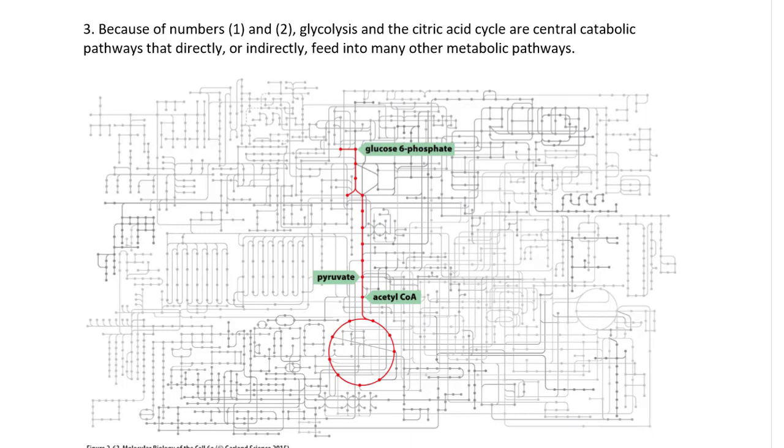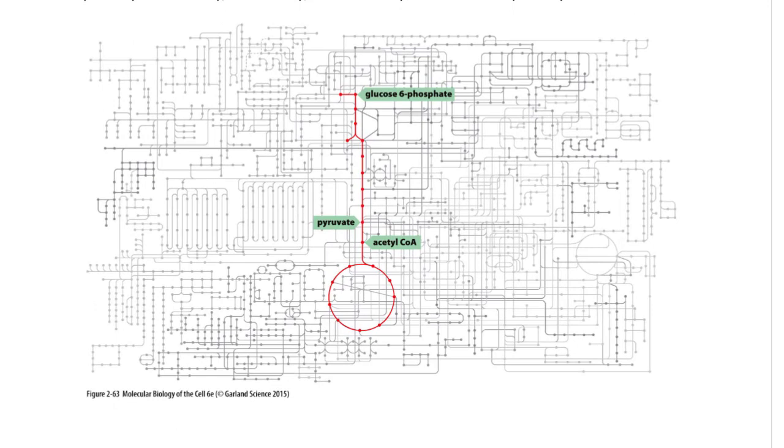Because of numbers 1 and 2, glycolysis and the citric acid cycle are central catabolic pathways that directly or indirectly feed into many other metabolic pathways. And this picture right here is showing you the complexity of all the metabolic pathways and the fact that they are connected to each other in some way or the other. So you can see that glycolysis right here and the citric acid cycle, which are also highlighted in red, are in one way or another attached to all of the other metabolic pathways that are within the cell. And vice versa, the other metabolic pathways can feed into glycolysis and the citric acid cycle.